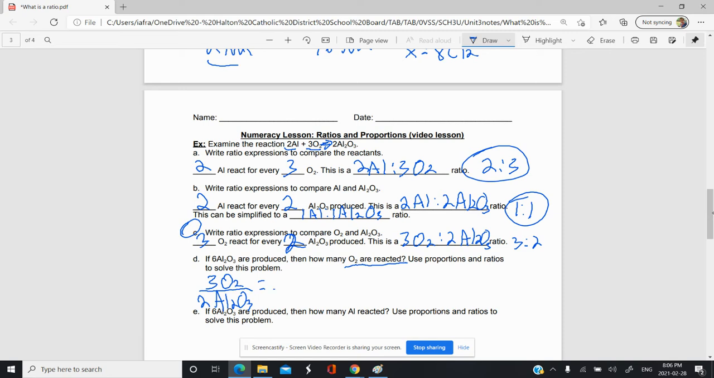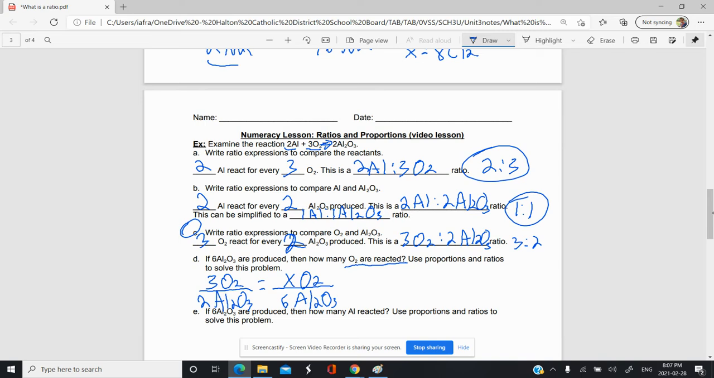And so we're going to equate that to what our actual scenario is. Rather than produce 2, we've produced 6 Al2O3s. And so we're looking for how many O2s we need. Right away, you can probably see we're producing 3 times more aluminum oxide, so we probably need 3 times more oxygen. Just off the top of your head, think about what that means. So we did times 3, so we probably need 9 oxygen.